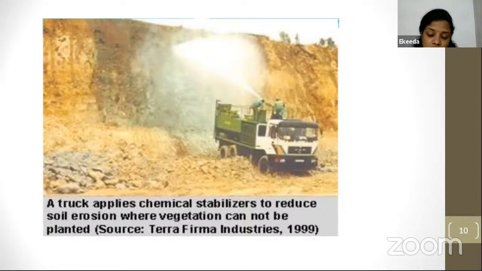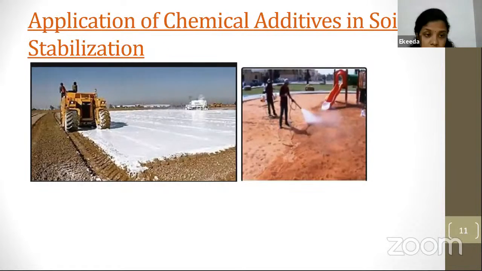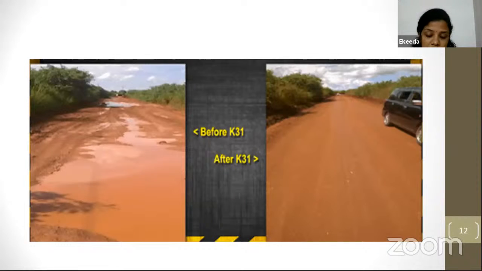That is a figure showing how we can pump the chemicals to the slope using a truck. And thus the effect that we are getting after chemical stabilization of soil.